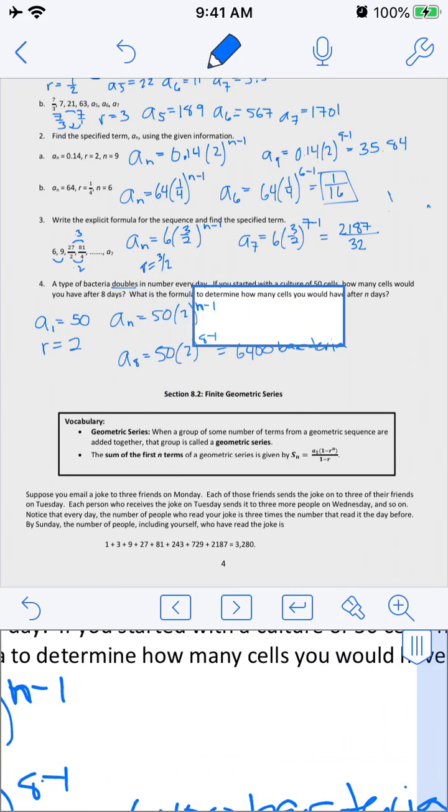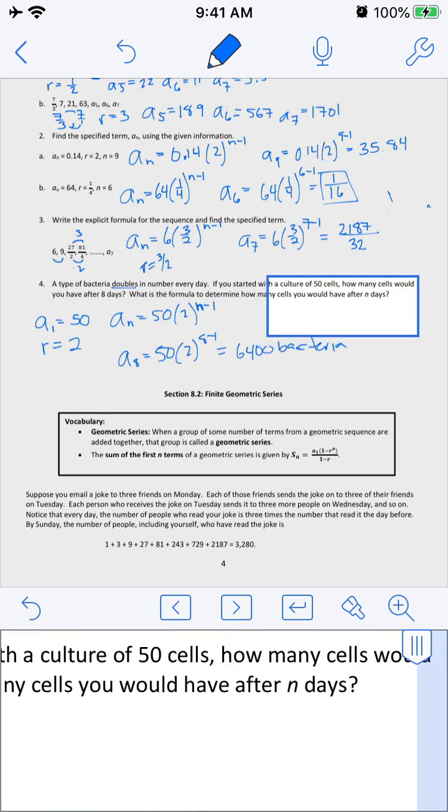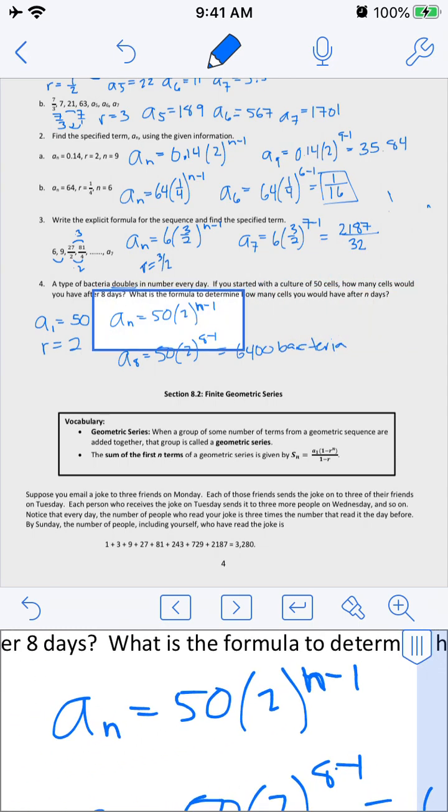What is the formula to help determine how many cells you'd have after n days? Interesting. N is already the variable in here, and so it looks like this would be our formula to determine how many cells we'd have after n days. If I already set up that formula, I've already answered that question.